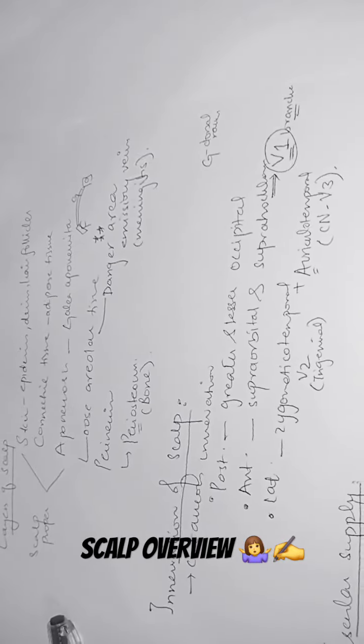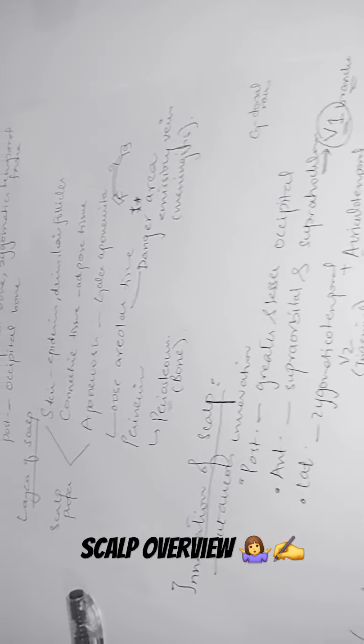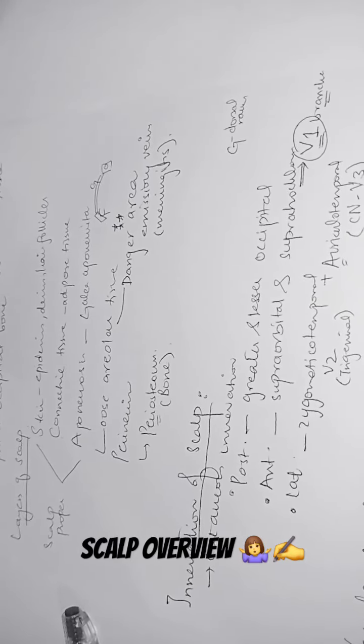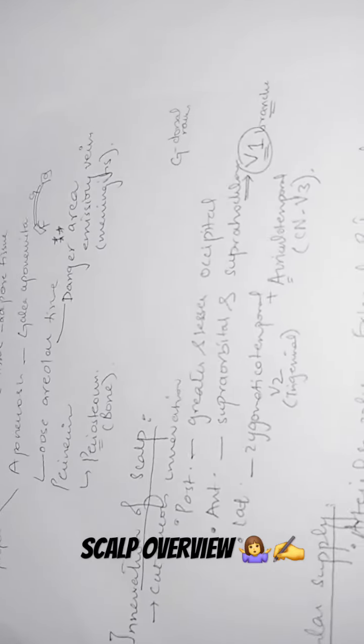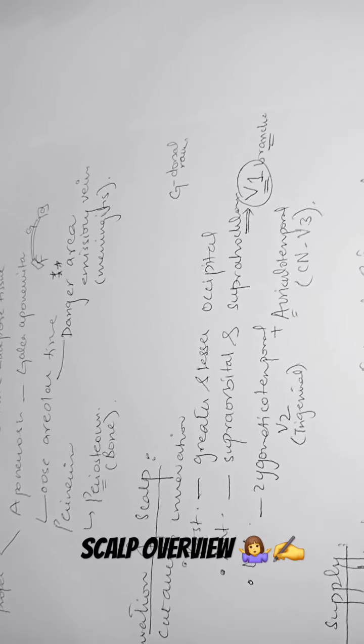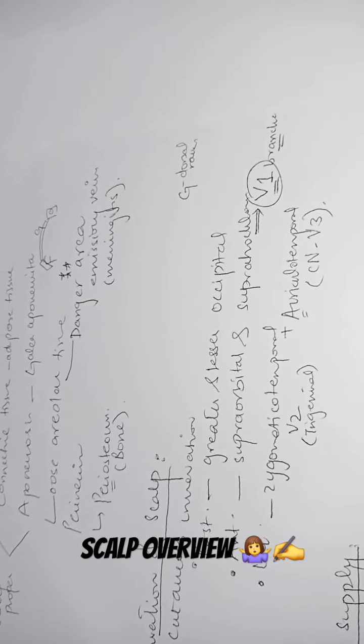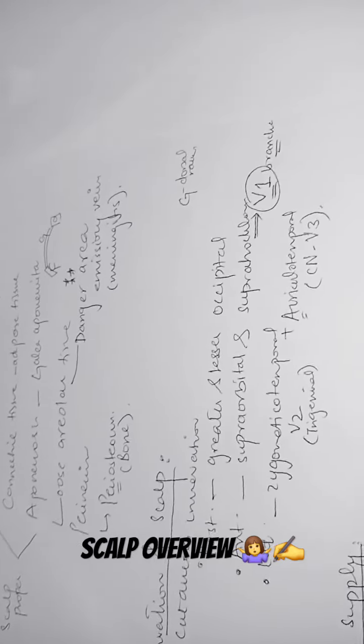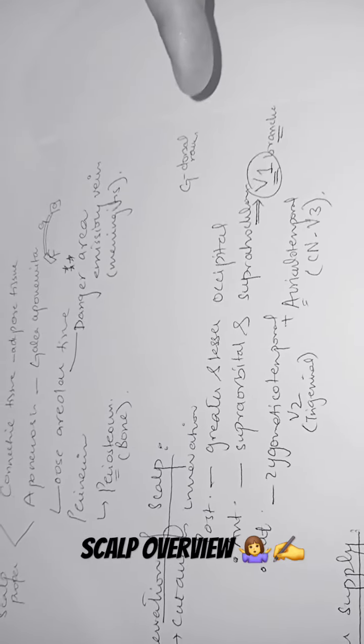If we talk about the innervation of scalp, the cutaneous innervation is done posteriorly by the greater and lesser occipital nerves, anteriorly by the supraorbital and supratrochlear nerves, which are the branches of the trigeminal nerve, and laterally by the zygomaticotemporal and auriculotemporal nerves.